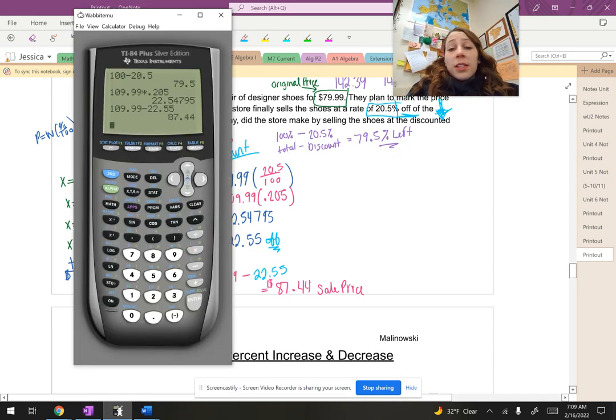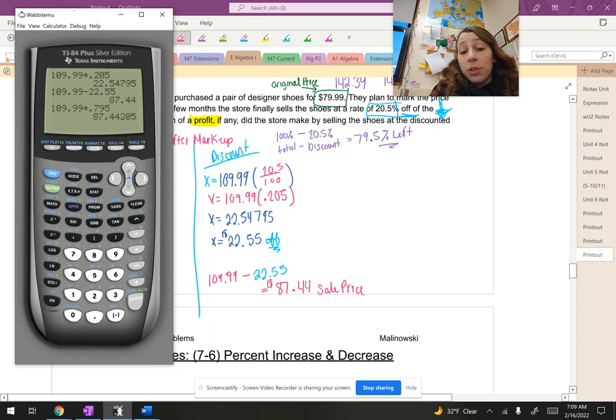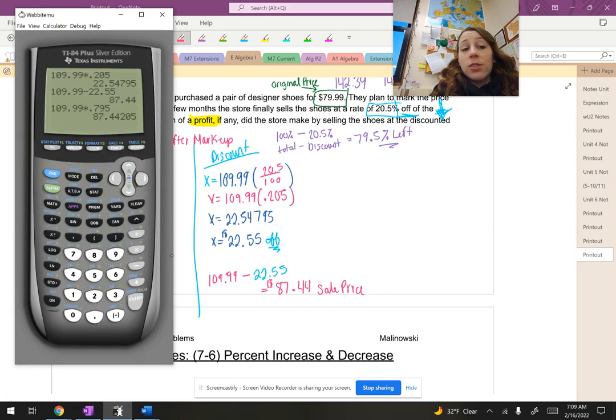Now, again, like we talked about with that 79.5%, I'm just going to show you this quick because it's kind of nice. If I had just taken that 109.99 and multiplied it by 0.795, converting the 79.5% into a decimal, you'll notice that gives me my 87.44, which matches my sale price. And that's because instead of doing the subtraction at the end, like we did here with the 22.55, we did the subtraction up here in the beginning with those percentages, which is why we didn't have to do it at the end. So either option can work.